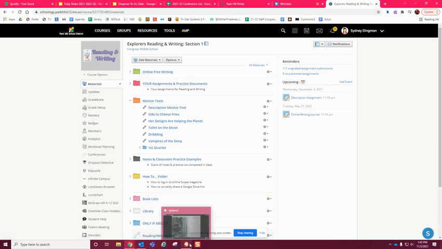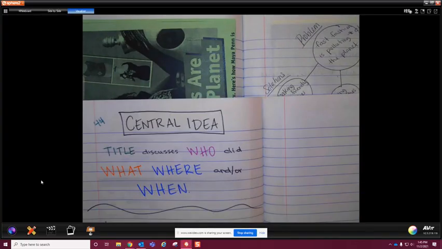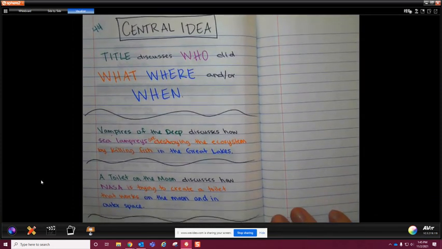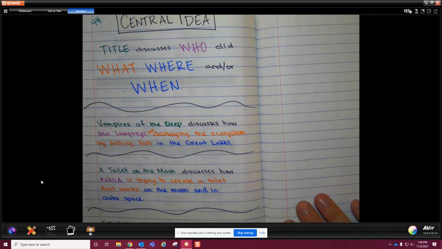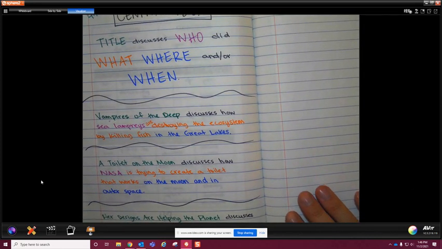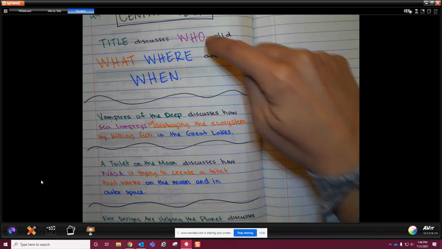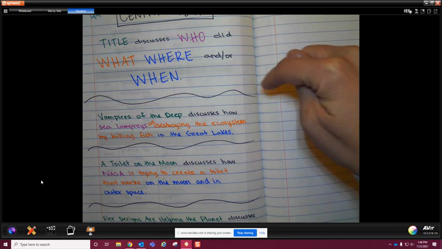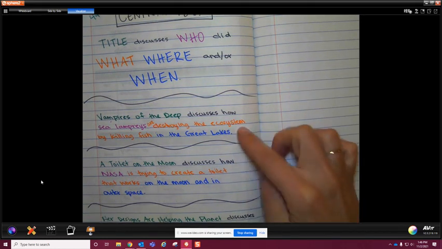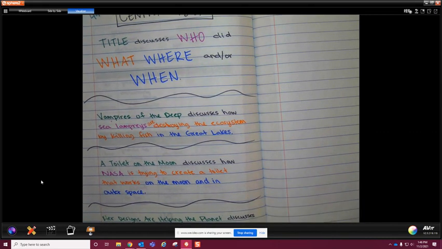But again, what you're going to do is you are going to follow the same outline and you are going to start it off exactly the same. I'm going to do this because I already have it written. So I'm going to go really slowly over here. So here you go. Her designs are helping the planet discusses. And then you're going to finish that. You're going to use discusses who, did what, where, and or when. And so you're going to finish that sentence. It should be one sentence, just like these other two. Okay? So you're going to finish this one on that same sheet of paper that you are writing on.